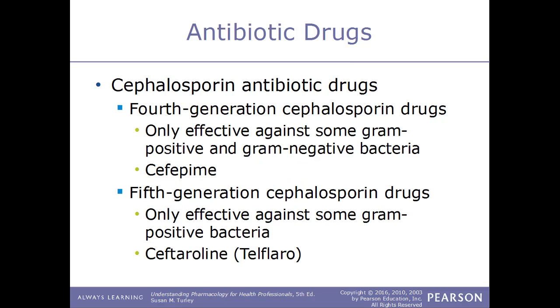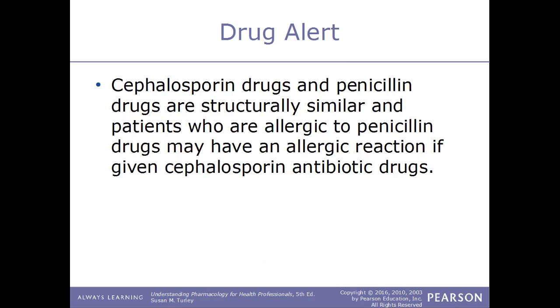Now, the fourth generation cephalosporin drugs are only effective against some gram-positive and gram-negative bacteria. An example of this kind of drug would be cefepime. And the fifth generation cephalosporin drugs are only effective against some gram-positive bacteria. An example of this kind of drug would be ceftaroline, known by the trade name of Teflaro. Now, cephalosporin drugs and penicillin drugs are structurally very similar to each other, and patients who are allergic to penicillin drugs may have an allergic reaction to cephalosporin drugs.